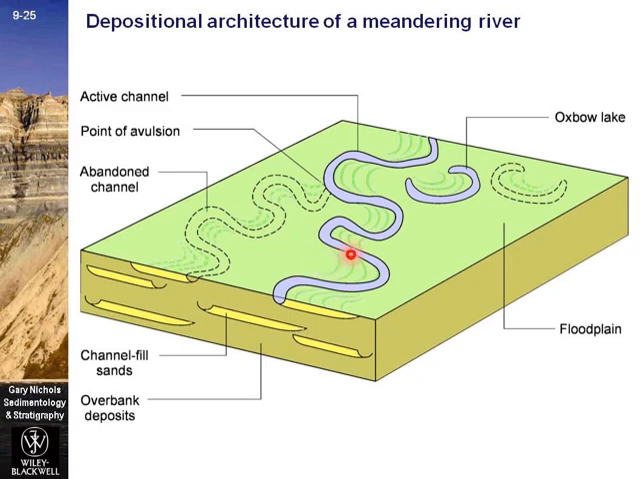The depositional architecture of a meandering river. Here you can see the active channel. This is a potential point of avulsion, and this is the abandoned channel due to the shifting of the river. And you have here also an oxbow lake, which is a product of abandonment of meander bends. And this is the floodplain. In cross-section, you can see channel fill sands and fine-grained overbank deposits.